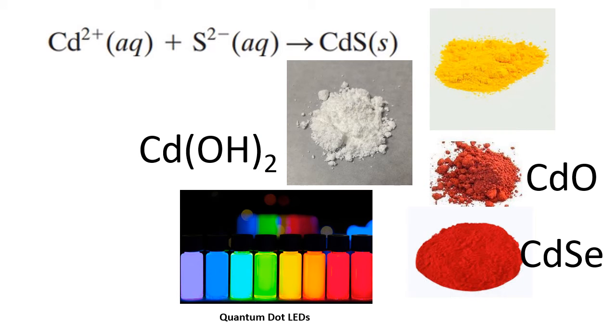Cadmium makes same hydroxide as zinc, and it is colorless. It reacts with sulfide to make cadmium sulfide, which is yellow. Very characteristic bright yellow color. Cadmium oxide can be made as red, and selenide is deep red.